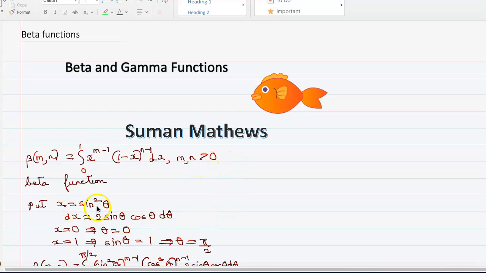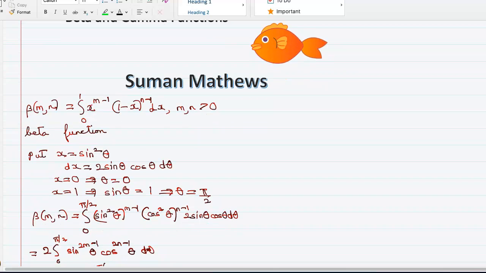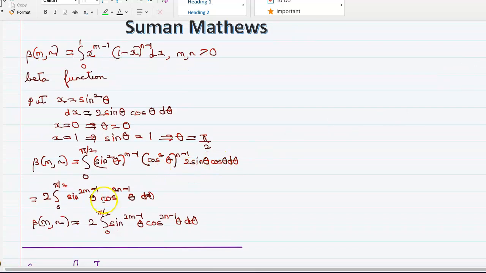So if I put x as sine squared theta, dx will be 2 sine theta cos theta d theta. Now when x is 0, theta is 0. When x is 1, sine theta is 1, so theta is pi by 2. So beta mn becomes integral 0 to pi by 2 sine squared theta raised to m minus 1, 1 minus sine squared theta is cos squared theta raised to n minus 1, dx is 2 sine theta cos theta d theta. That is twice integral 0 to pi by 2 sine raised to 2m minus 1 theta cos raised to 2n minus 1 theta d theta. So this is your beta mn.